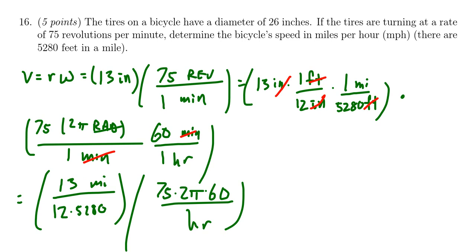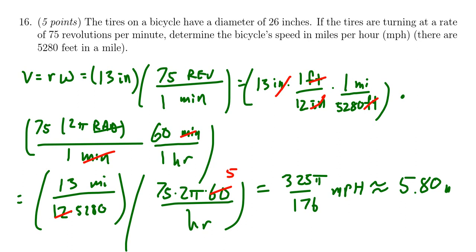And so now it just comes down to simplifying this number, of course. And we could try to find an exact fraction. You'll have things like 12 goes into 60 five times, so that cancels out right there. 5,280 does have some common factors of 2 and 5. And so we can continue to simplify this thing. I'm going to kind of skip over that step, if that's all right. We end up with 325 pi over 176 miles per hour, if you want the exact answer, but an approximate answer would also be appropriate here, in which case you get 5.80 miles per hour. So if you use your calculator to get past some of this fraction simplification process, that is completely acceptable.